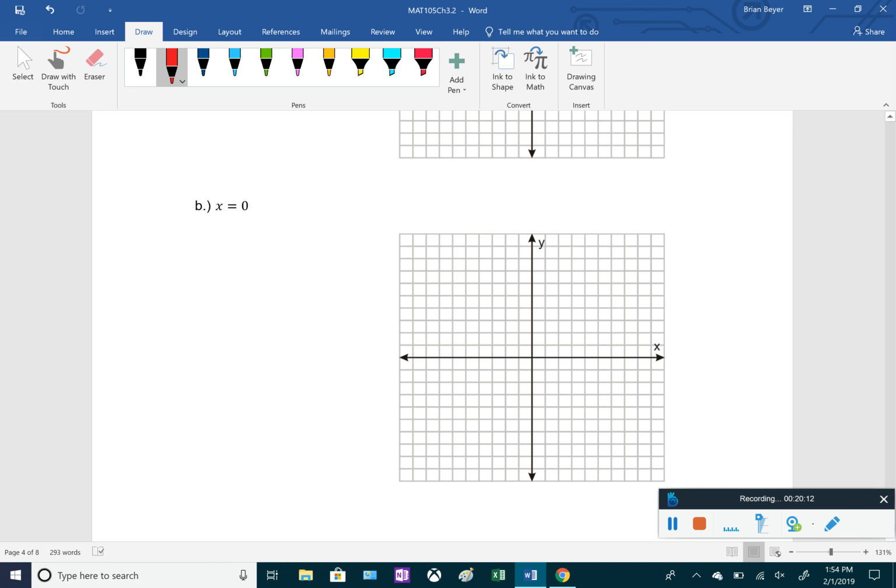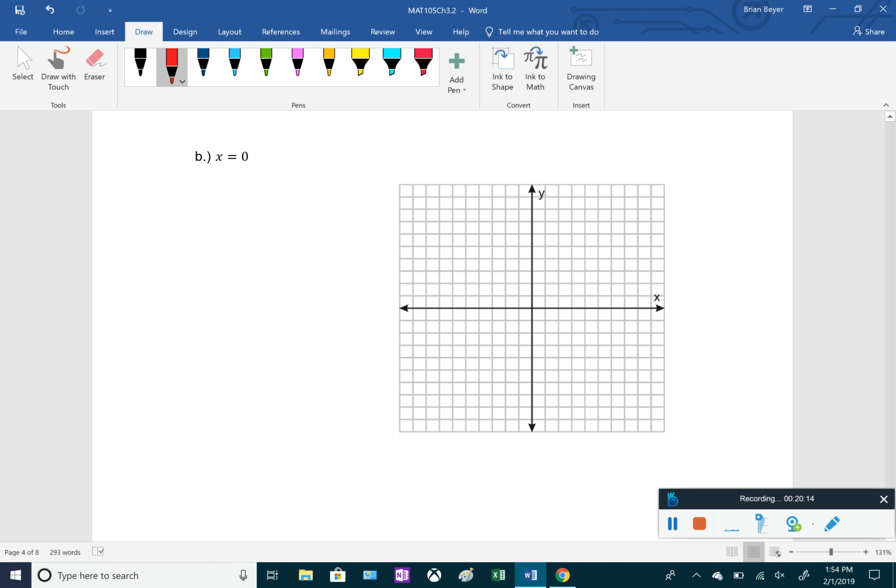And for the next one, we have x equals 0. It's the last one here. X equals 0, so we go to 0 for x. Once again, it's at the origin. It's x equals a number, so it is a vertical line, which is the y-axis. So y equals 0, horizontal line meaning the x-axis, x equals 0, vertical line meaning the y-axis. So just be a little bit careful with those ones. Okay, so that's it for section 3.2.